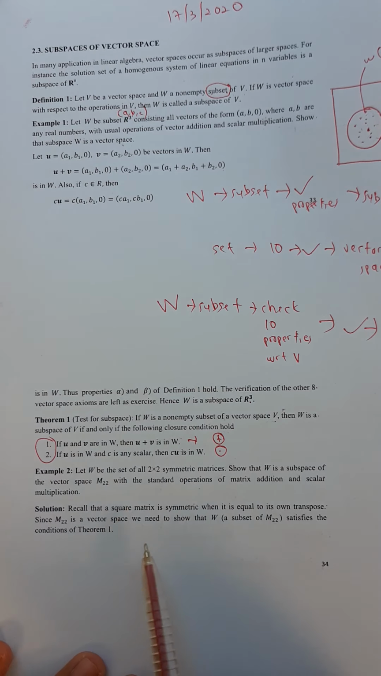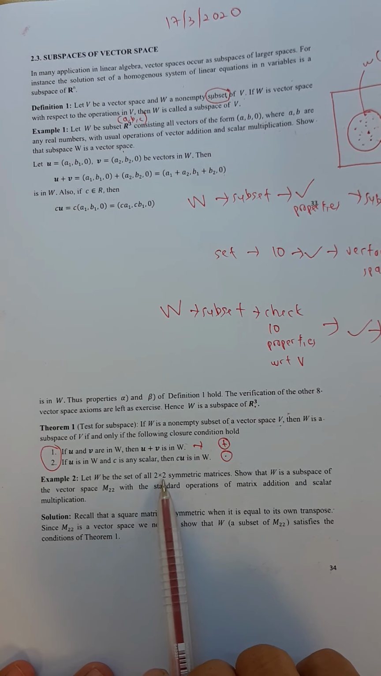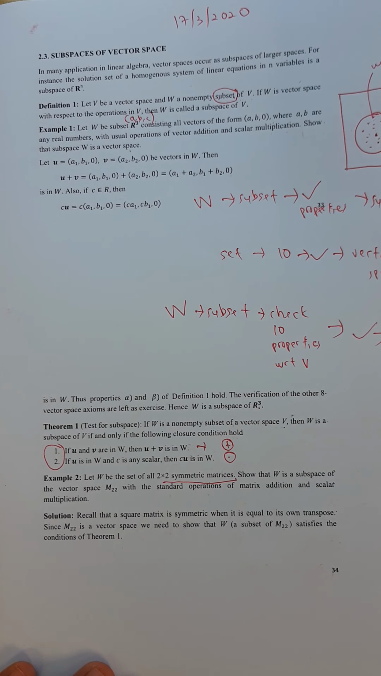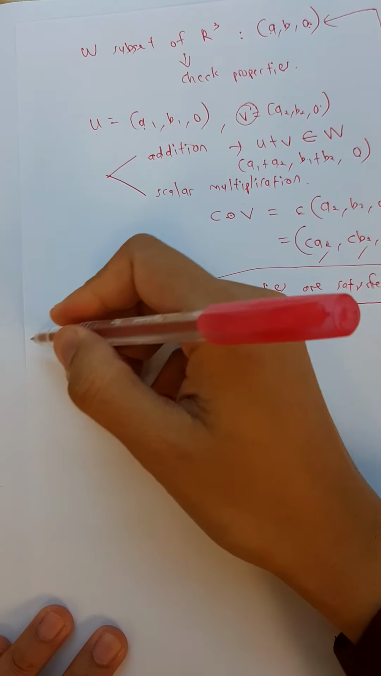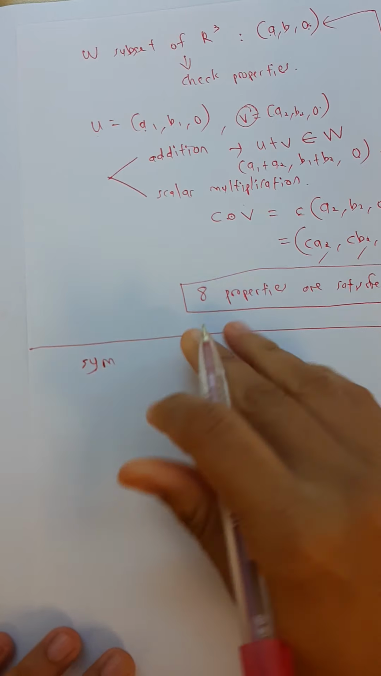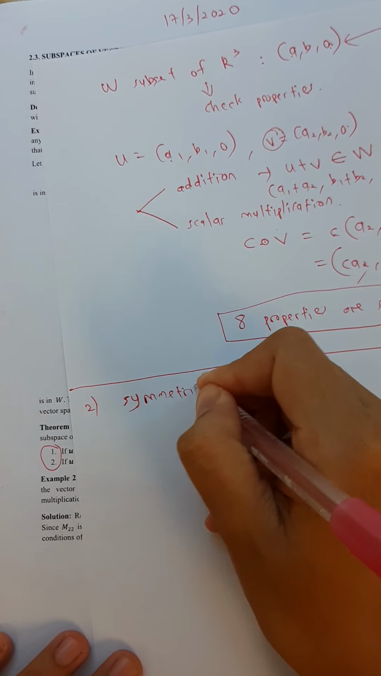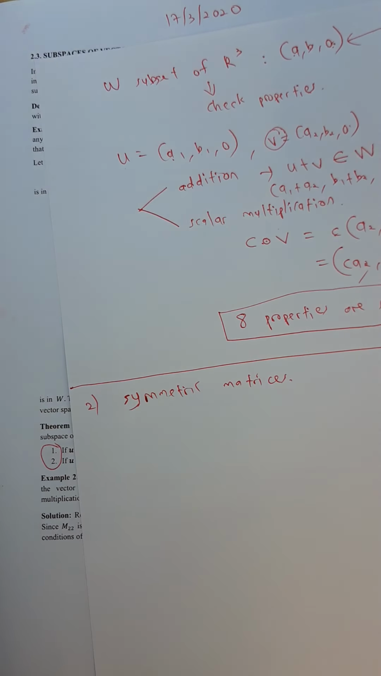Right? Okay, so let's see this example here. Let W be the set of all 2 by 2 symmetric matrices. So this is example 2. Do you still remember the definition of symmetric matrices? What does it mean by symmetric matrices? Okay, let me just have a look.